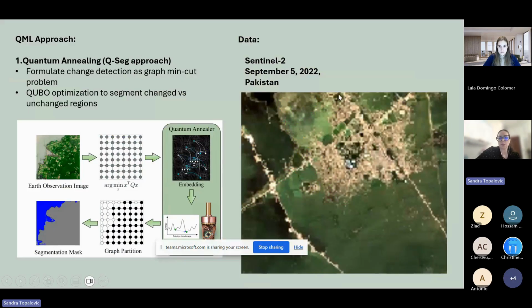For the data that I used, this is just one part of the satellite image because it was quite big. This was the image from the Pakistan flood that happened in 2020, where about a third of the country was heavily impacted. We can see here there is a built-up area, and the green and dark green areas are all flooded areas as well.